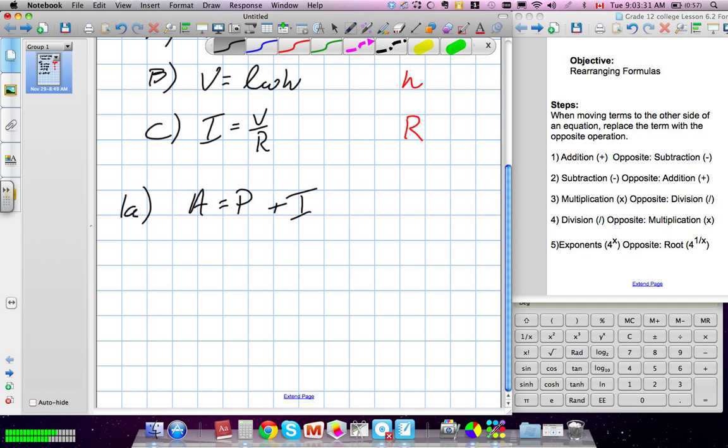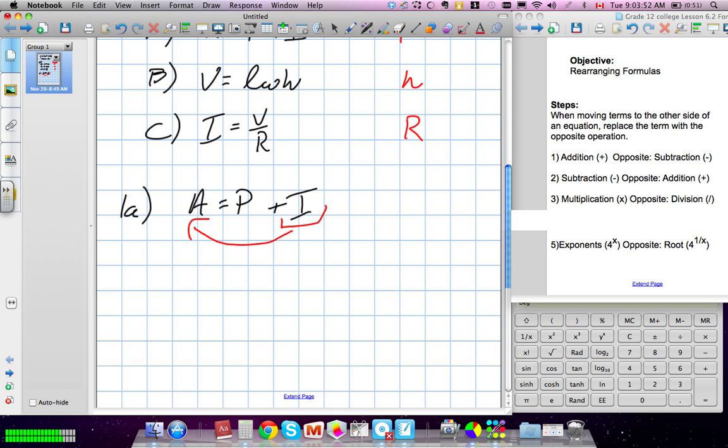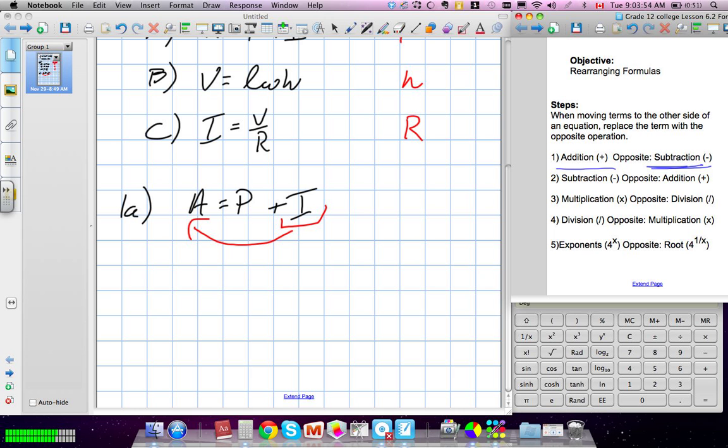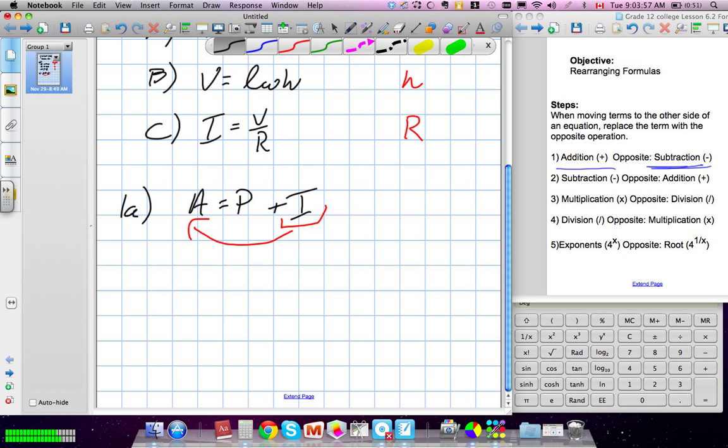And then, so to isolate P, that's right. That means we need P by itself on one side of the equation. We're going to keep it on the right side of the equation, which means we're going to move I to the other side of the equation. Okay? Because it's addition, let's refer to our opposites here. The opposite of addition is subtraction. So when I goes to the other side of the equation, we get A subtract I is equal to P. Guys okay with that one?